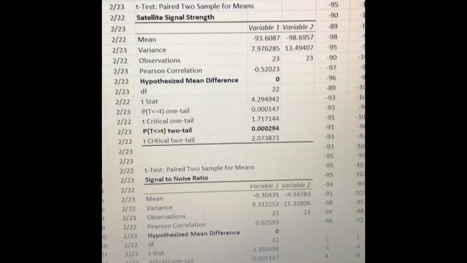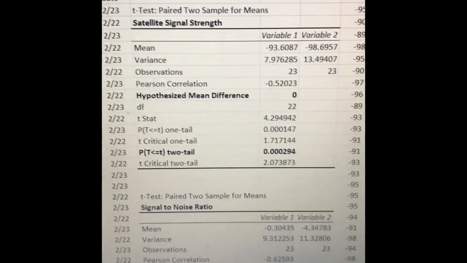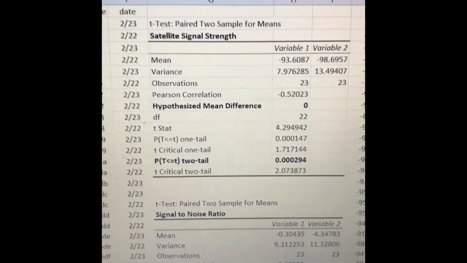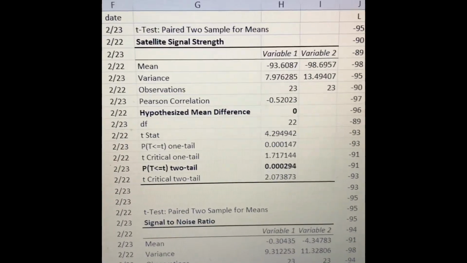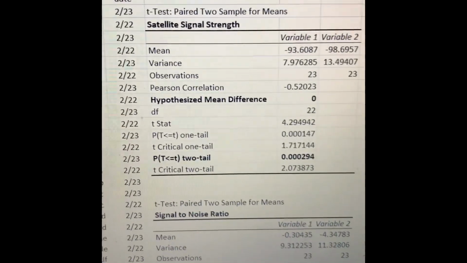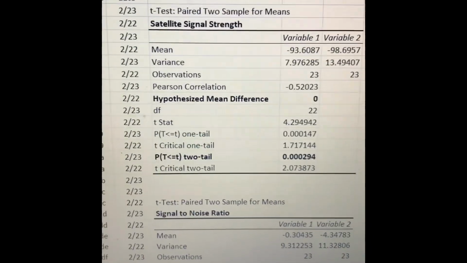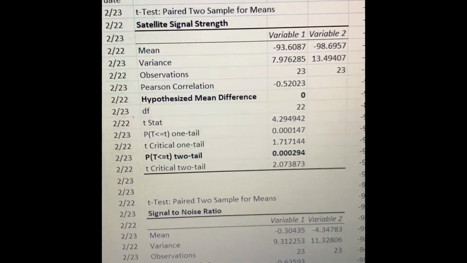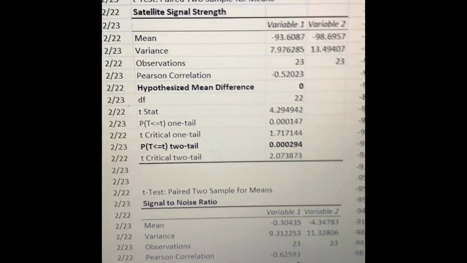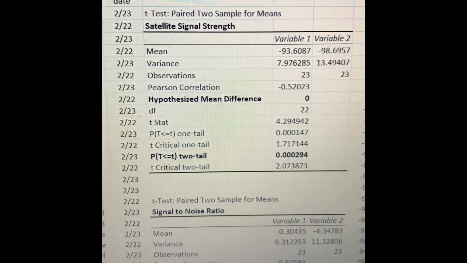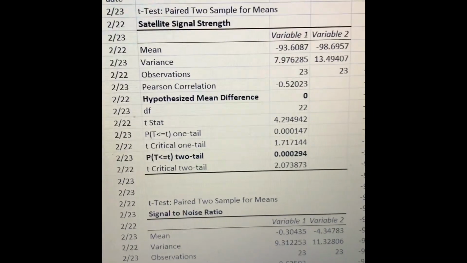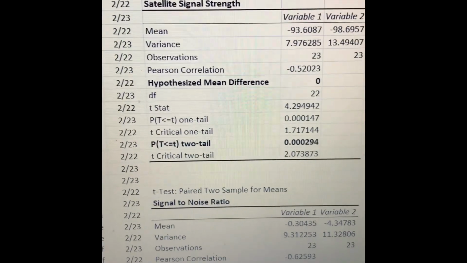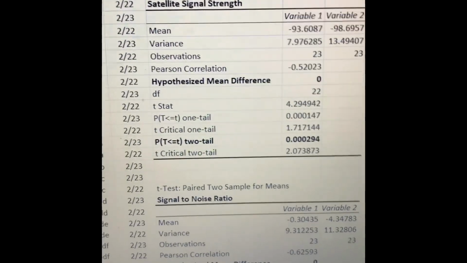And we did a t-test on both the satellite signal strength and on the signal-to-noise ratio, the null hypothesis being that there's no difference between the 2 antennas, that the hypothesized mean difference is 0. We did the test at the 0.05 significance level. We got a p-value of approximately 0.0003, so that's like 3/10,000ths.